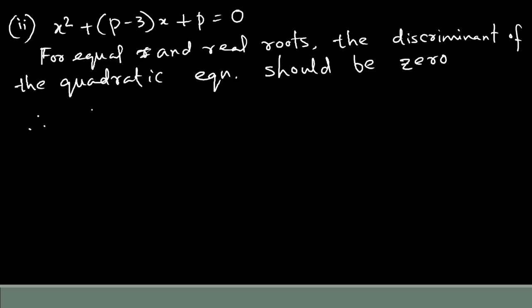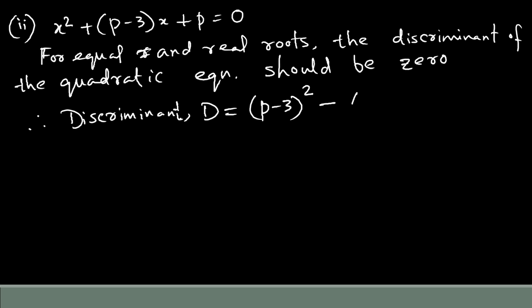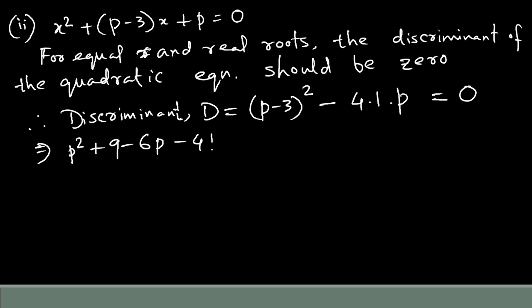Therefore, discriminant D equals, what is b here? (p minus 3) square. That is b square minus 4 times a, which is 1 here, times c, which is p here. This equals 0. So from here you get p square plus 9 minus 6p minus 4p equals 0. So you get p square minus 10p plus 9 equals 0.